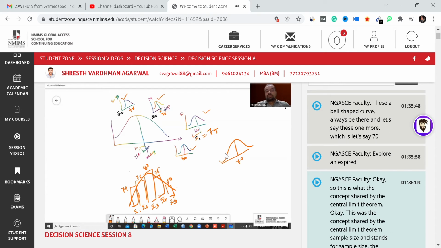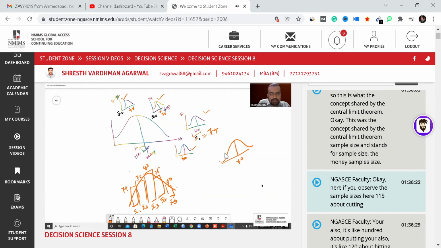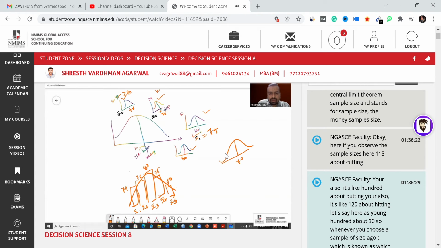So this is the concept shared by the central limit theorem. N stands for sample size. Here, if you observe, the sample size is 150, above 30. Here also it's like 100, above 30. Here also it's like 120, above 30. Let's say here assume 100, above 30.